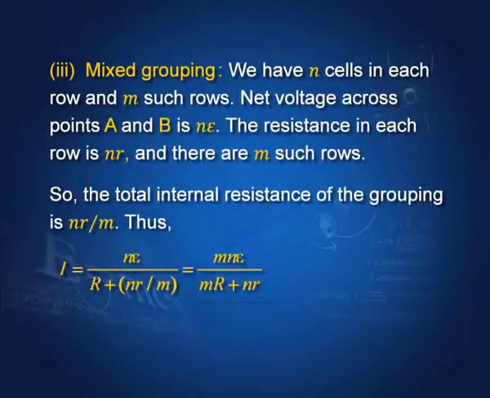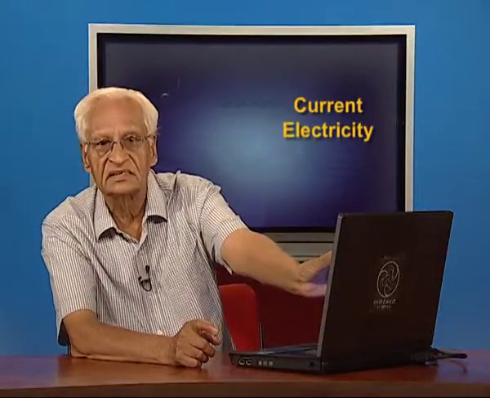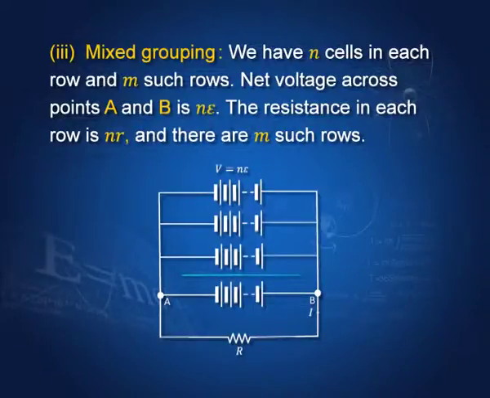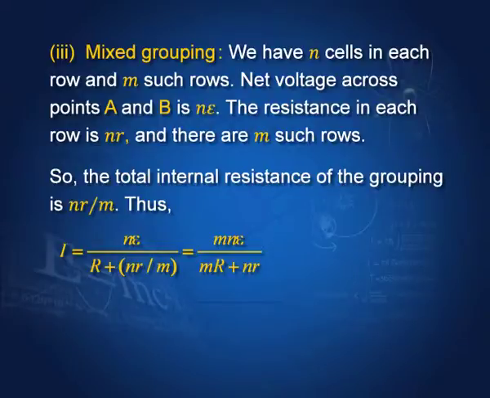R is the external resistance and the potential difference is equal to n times the EMF across each cell, because there are n cells in each row. So, therefore, the current is n times epsilon, the voltage, divided by R, which is the external resistance, plus n r by m. One can write this as m n epsilon by m R plus n r.